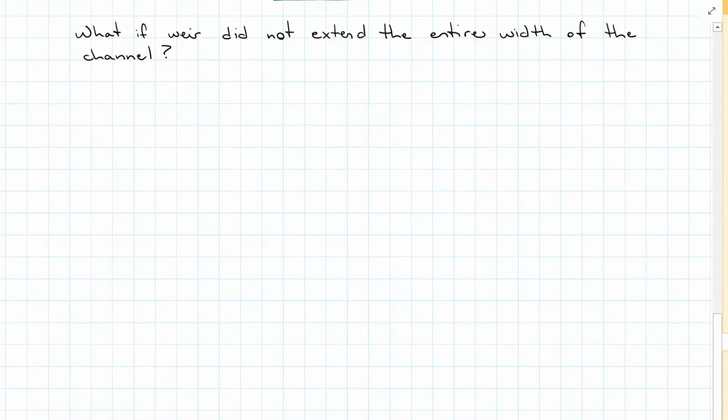What if the rectangular sharp-crested weir did not extend the entire width of the channel?